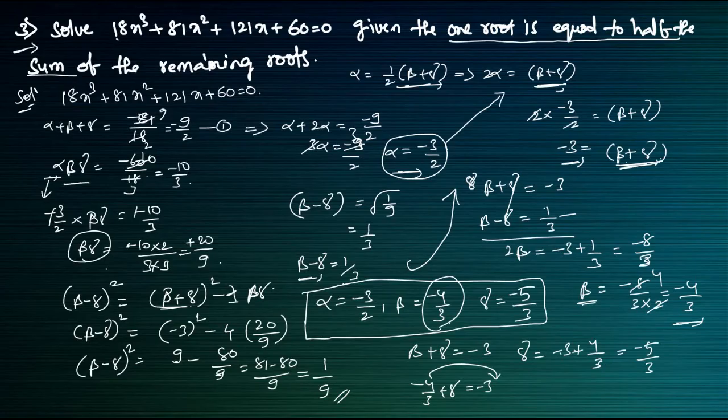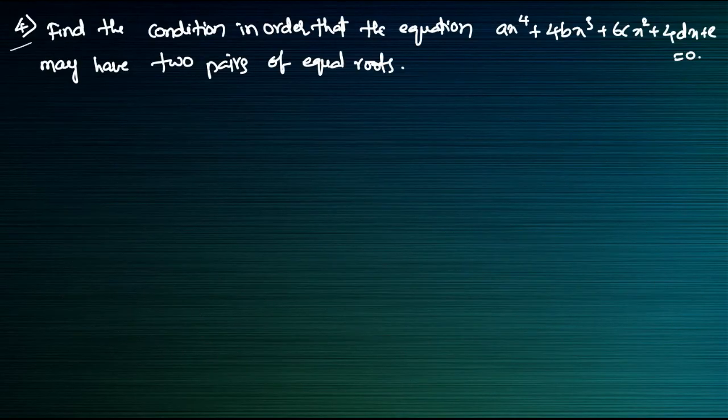So what is the given equation? This is the given equation. Given are the roots of the equation. Okay, this one. So now moving to the next question here. The fourth question is: find the condition in order that the given equation holds.